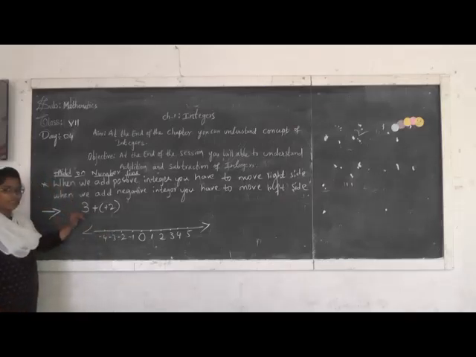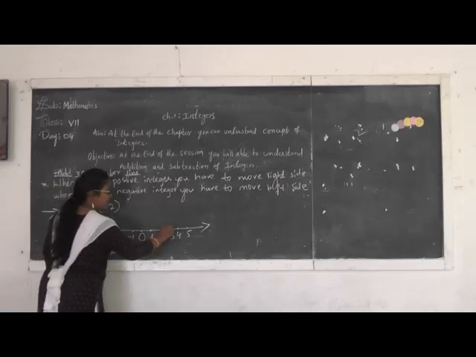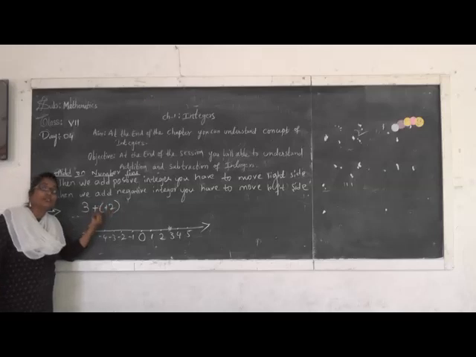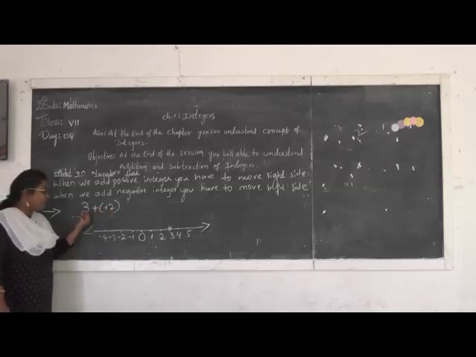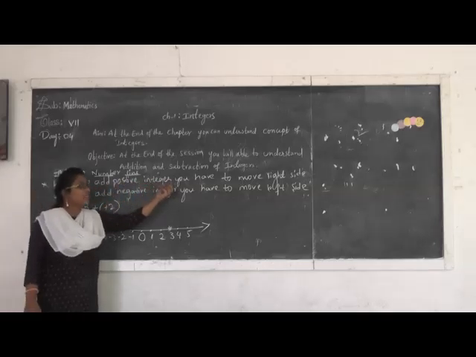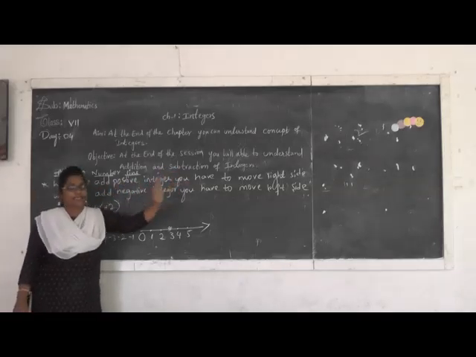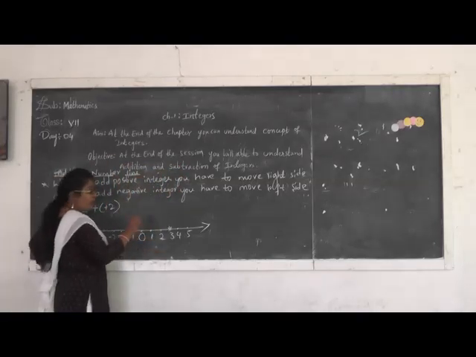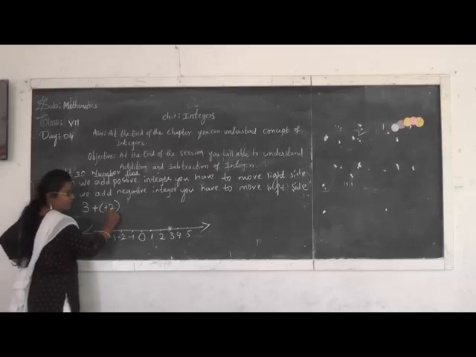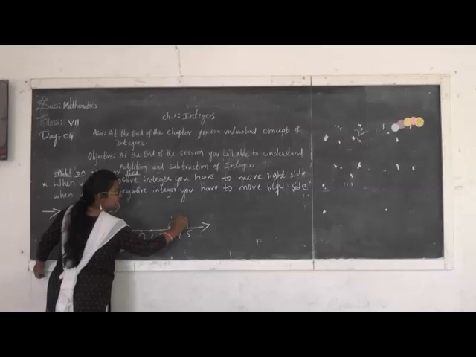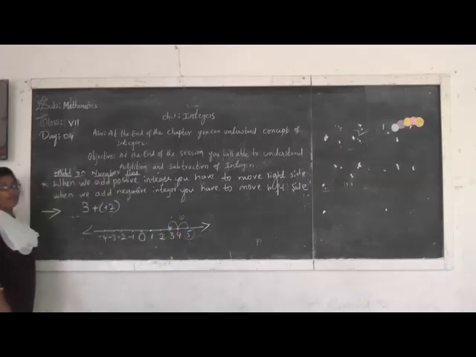Now 3. So we should start from 3. Plus 2 means we are adding a positive integer. So when we add a positive integer, we have to move right side. From 3 we should move how many steps to the right? 2 steps. So 1, this is the first step. 2, this is the second step. The result is 5. Understand? 3 plus 2 is 5.